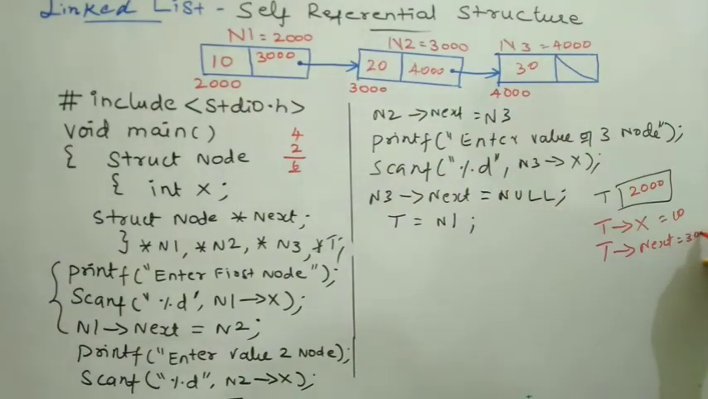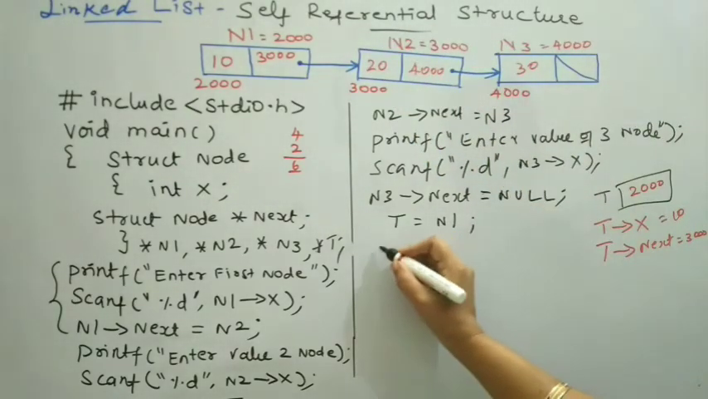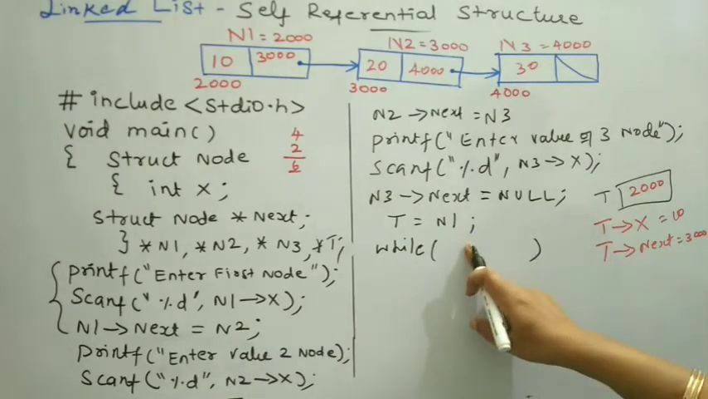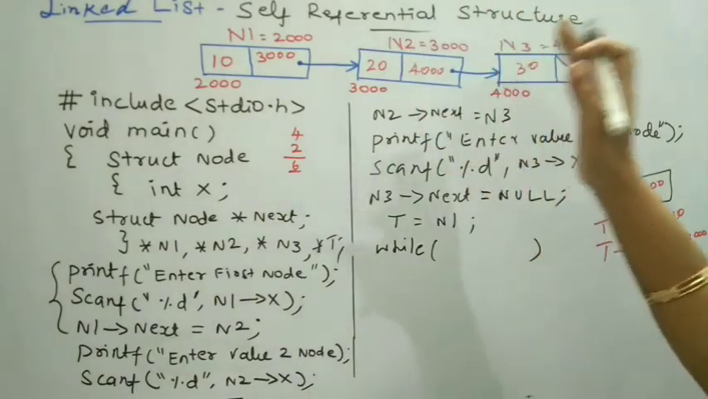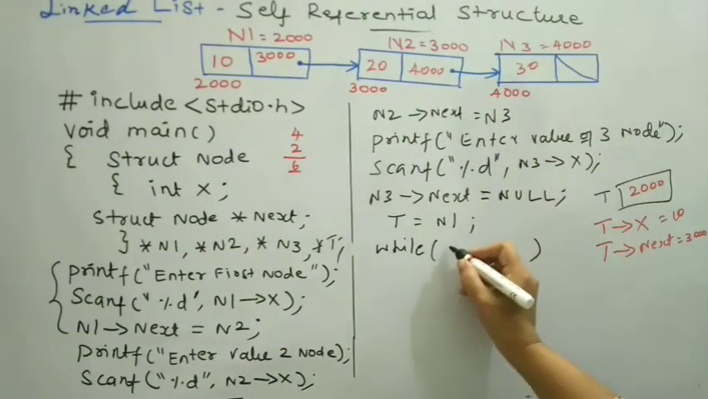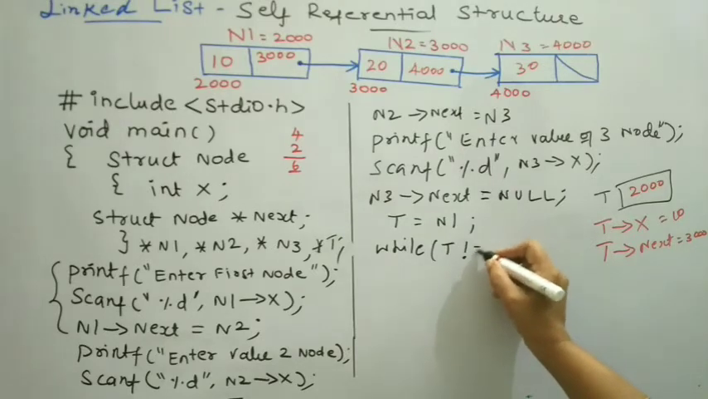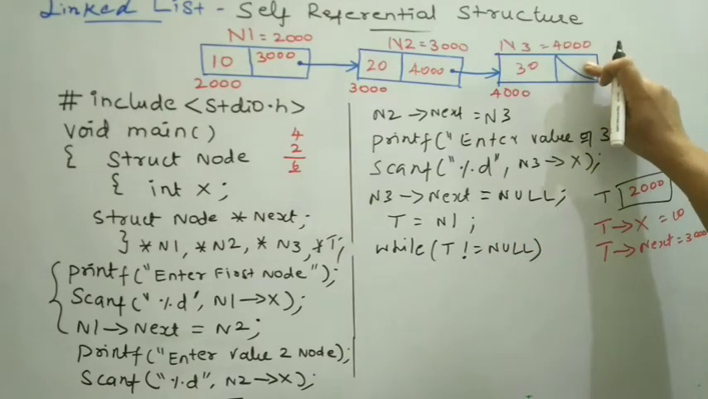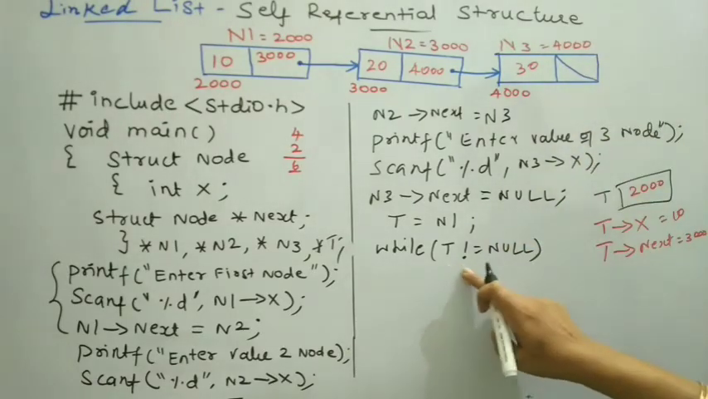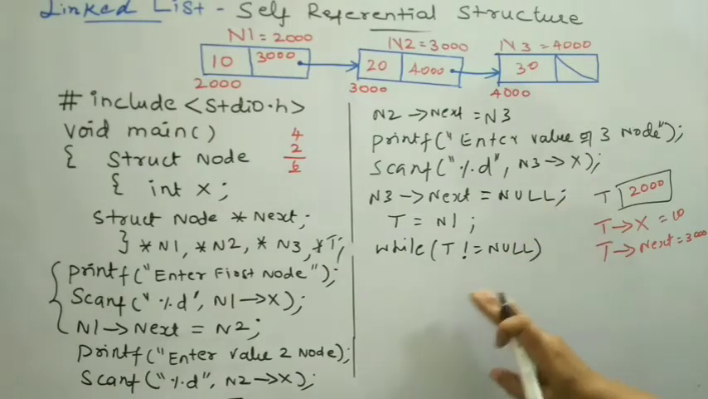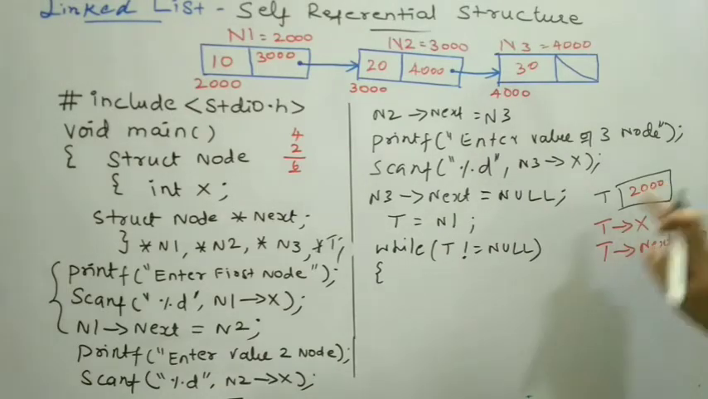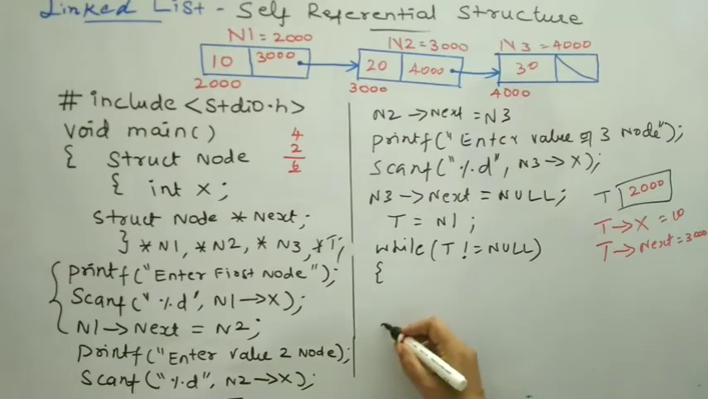It is 3000. Since I am going to print values of three different nodes, I am going to use this while loop. While loop should enclose a condition. The condition here is how long I need to continue printing the values: until the value of t is not equal to null. If the value of t is null, it means it is pointing beyond this node. So when the value of t is not equal to null, until that condition, I am going to print the values. What is the value of t? T is not equal to null. The condition is satisfied. So I am moving inside the while loop.